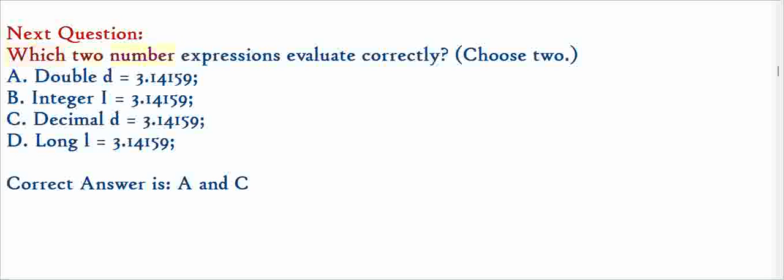Next question. Which two number expressions evaluate correctly? Choose 2. A. Double d = 3.14159. B. Integer i = 3.14159. C. Decimal d = 3.14159. D. Long l = 3.14159. Correct answer is A and C.